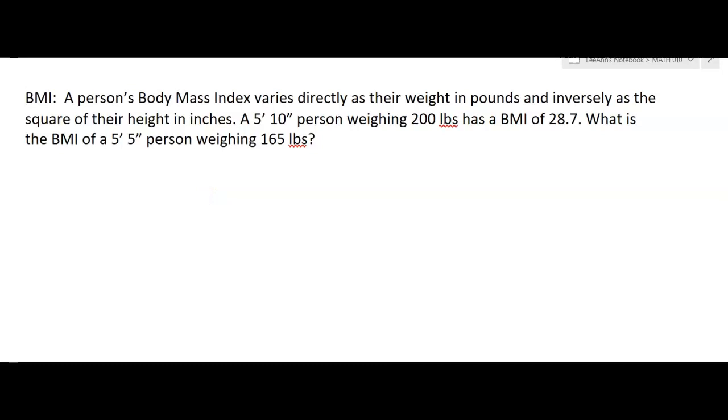It says a person's body mass index, so the BMI, we'll just use B, varies directly as their weight in pounds. So W, whoops, I gotta have a K, right? KW, and inversely as the square of their height. So over the height squared. So I'm making up these variables, and I might want to indicate, okay, B is representing the body mass index, W is representing the weight, and then height is being represented by H, and that is in inches. So we're going to have to remember that.